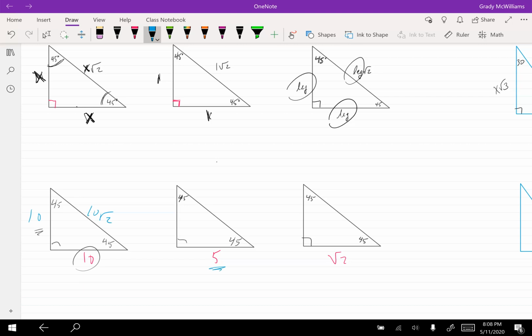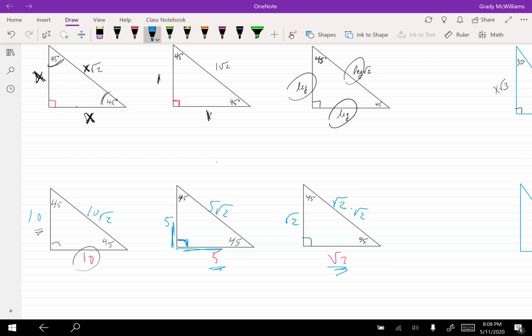Likewise, this is a leg, then this one should be 5. Two sides that touch the right angle are the same. This side and this side. And whatever the leg is, you take it times square root of 2 and you get the hypotenuse. So this is square root of 2 right here. So this one should also be square root of 2. So now we take the leg, which is square root of 2, times square root of 2.